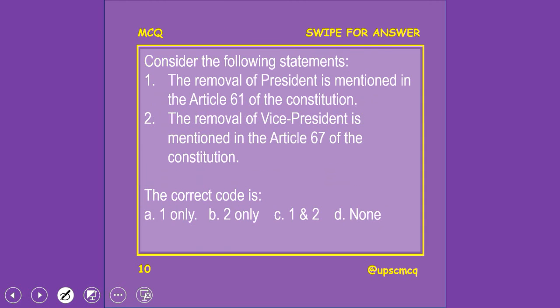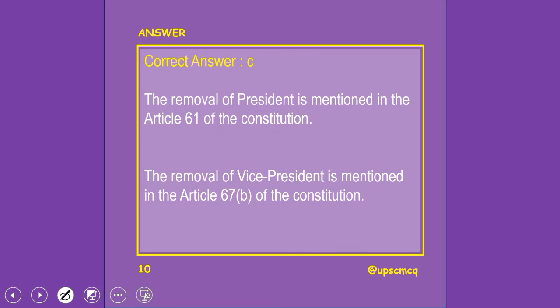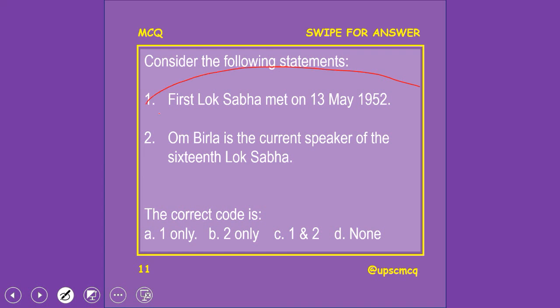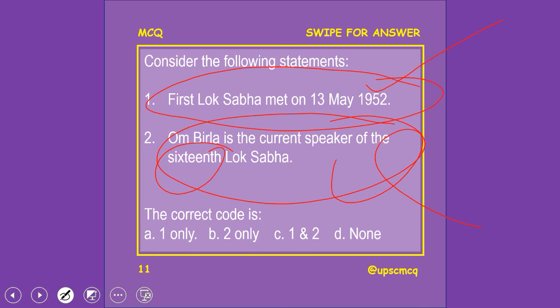Correct. Removal of President is mentioned in Article 61 and removal of Vice President in Article 67. Correct. First Lok Sabha met on 13th May. Correct. Om Birla is the current Speaker of the 16th Lok Sabha. Incorrect, because it is the 17th Lok Sabha. Therefore the correct answer should be A.